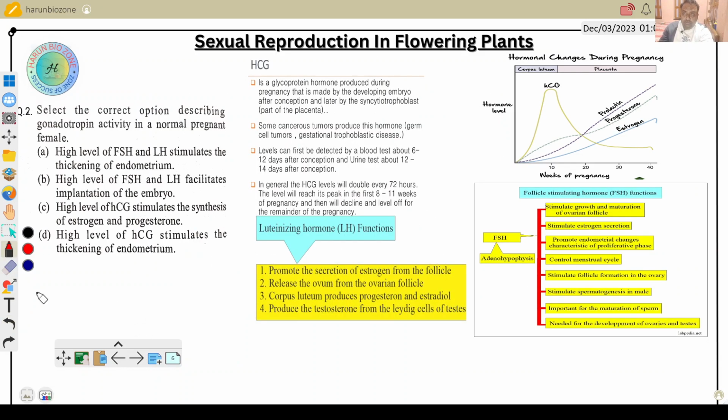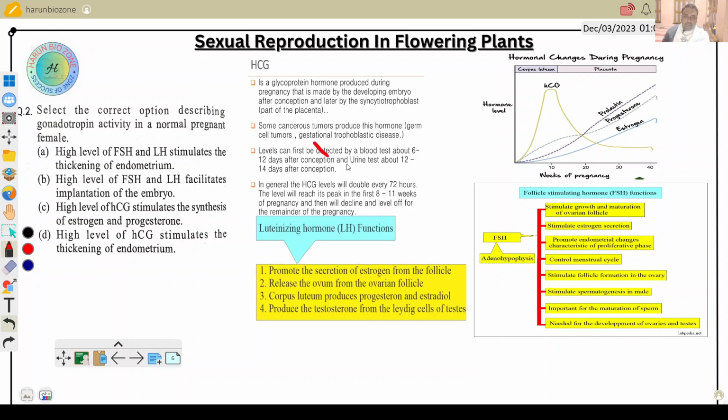So let me explain properly. What is the function of human chorionic gonadotropin? Human chorionic gonadotropin is a glycoprotein hormone produced during pregnancy that is made by the developing embryo. During pregnancy, when the embryo develops, this glycoprotein hormone is released after conception, means attachment of the embryo to the endometrium wall, through the syncytiotrophoblast. Some level can first be detected by a blood test 6 to 12 days after conception, after implantation of the embryo.